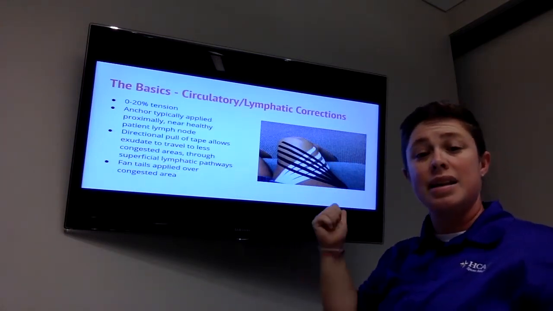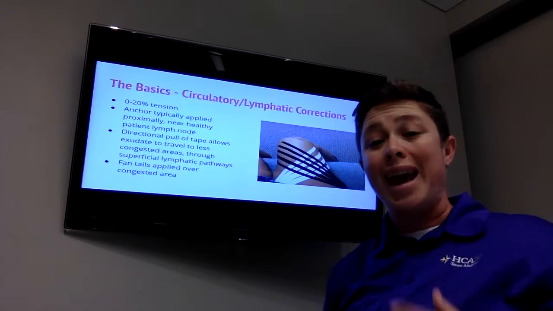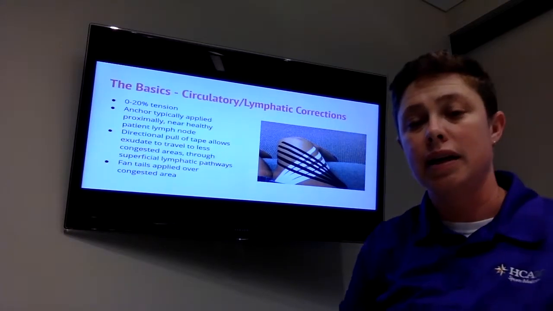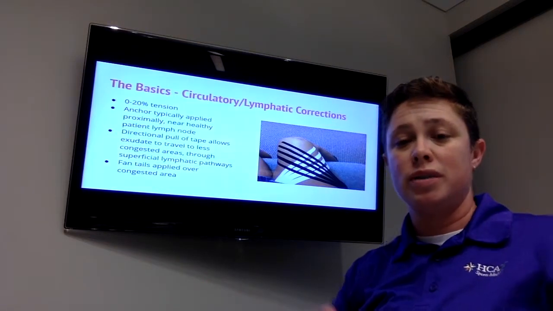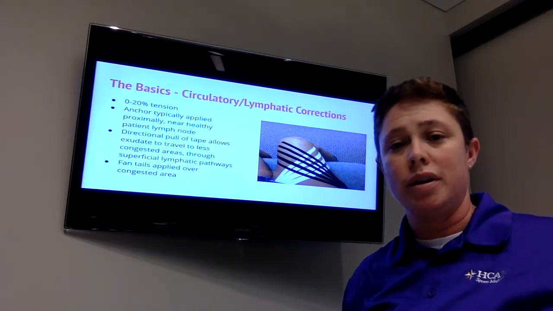That being said, this uses 2. You can just use 1 fan to make it simple, but honestly, all you do is you apply 2 tails and then crisscross them over each other to create that pattern.